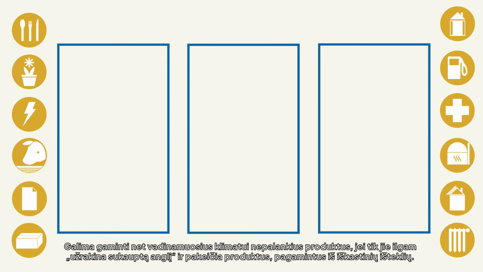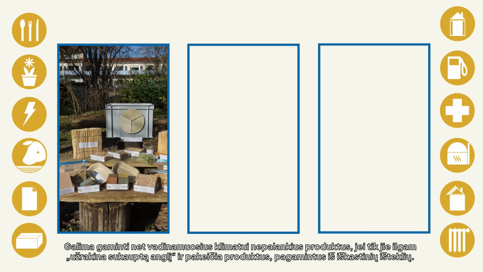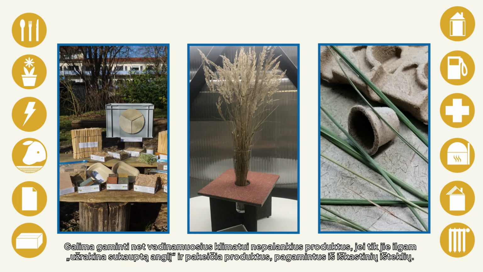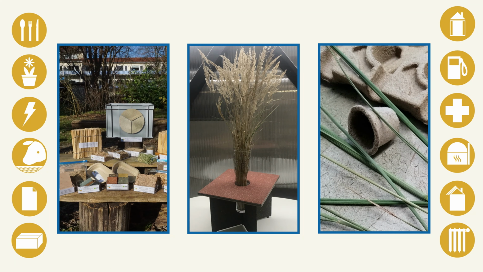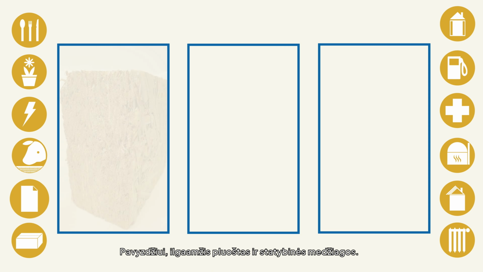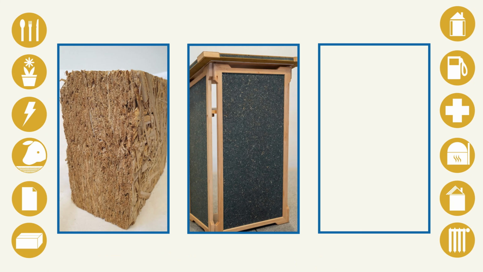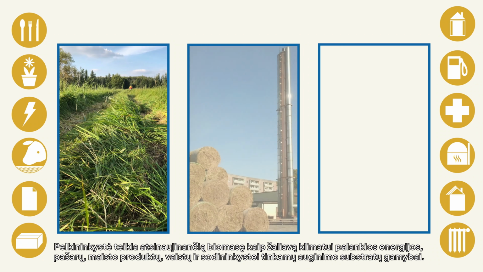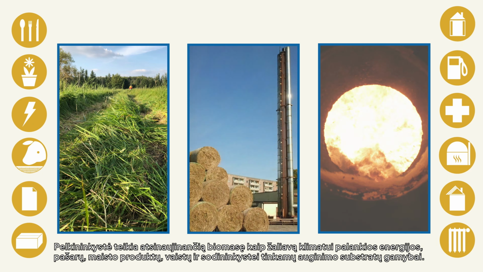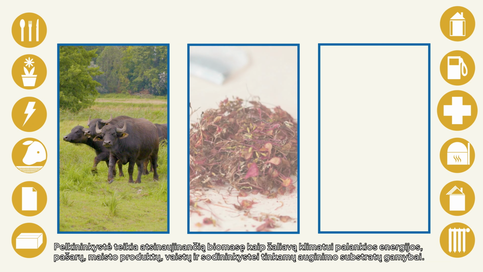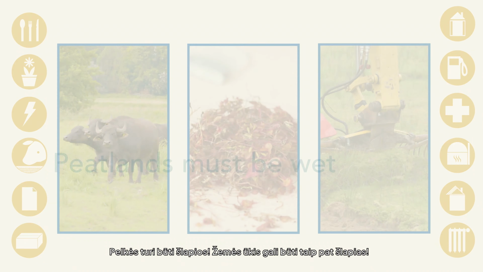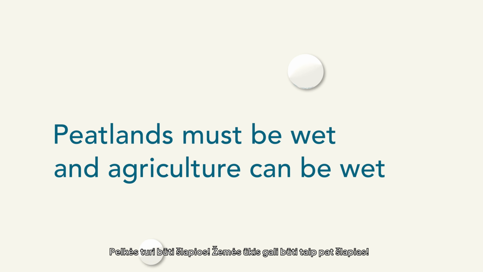So-called climate-negative products can even be produced if they confine the carbon permanently and replace products manufactured from fossil resources. Examples are durable fiber and construction materials. Paludiculture can also provide renewable biomasses for climate-friendly energy production, animal feed, food, medicine, and substrate raw materials for horticultural substrates. Peatlands must be wet, and agriculture can be wet.